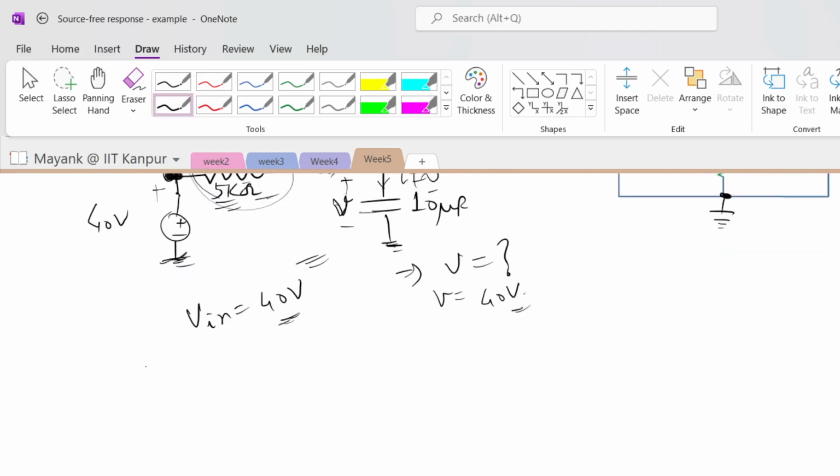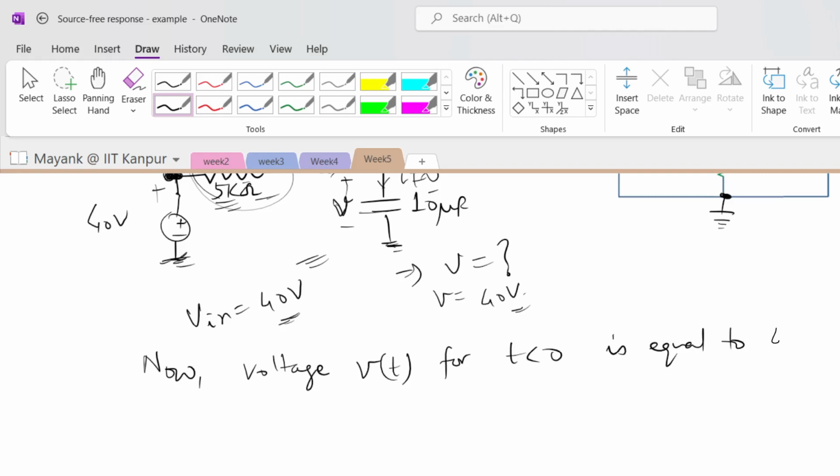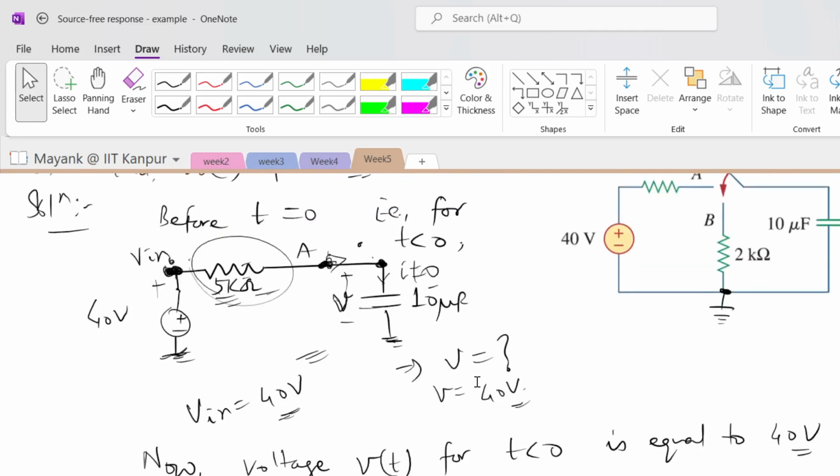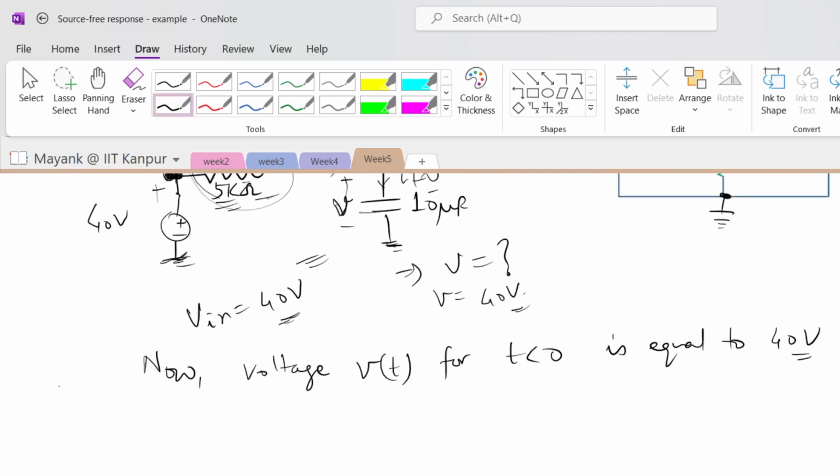So now the voltage V of t for time t less than 0 is equal to 40 volts. Now we have to find out the voltage for t greater than 0. So, the second part.